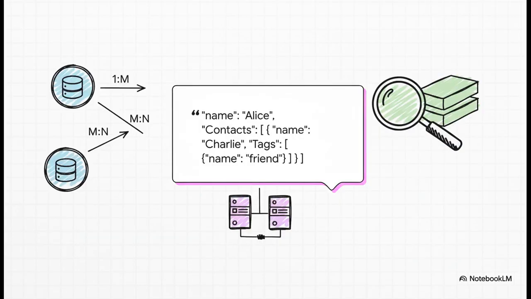And this is the beautiful result. That one query gives you back this perfectly structured, nested JSON object. You get the user, Alice. Inside her object is a contacts array. Inside that array, each contact has its own tags array. All the data you could possibly want, perfectly organized from one single command. That is the power of eager loading.